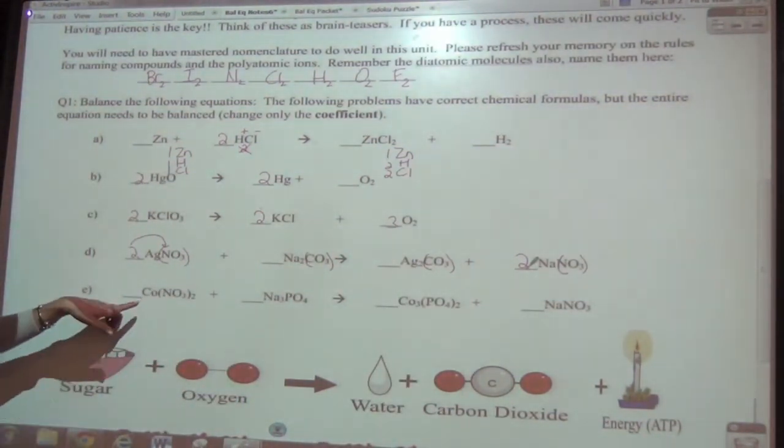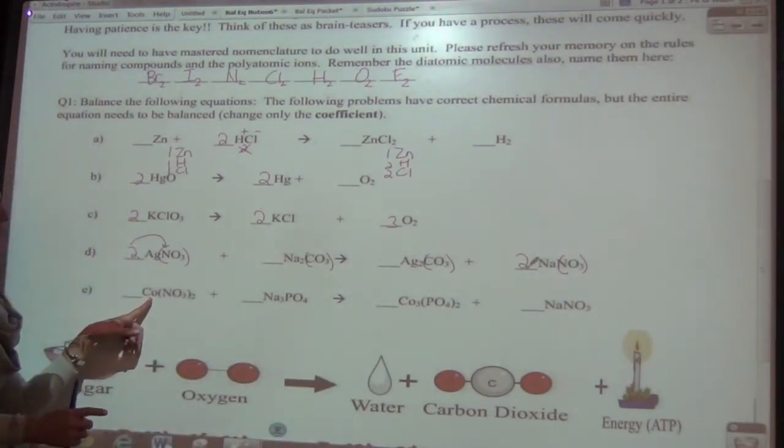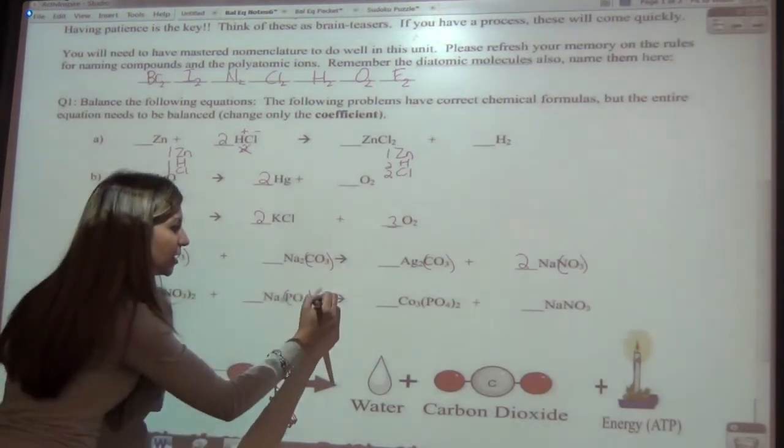Okay, last one of these. I've got 1 cobalt, and over here I've got 3 cobalts. So what do, I don't have bags. PO4, let's put it in a bag.